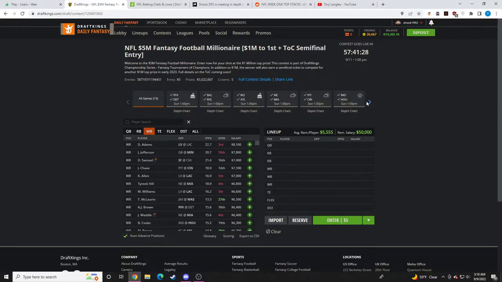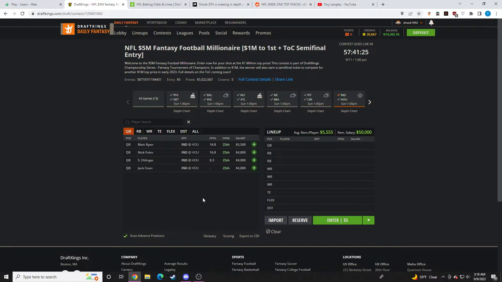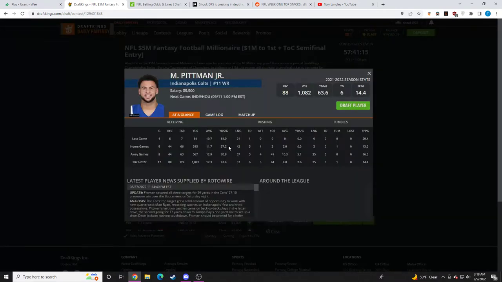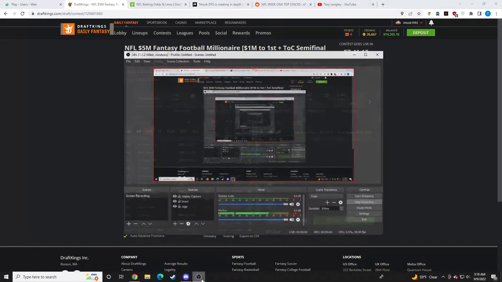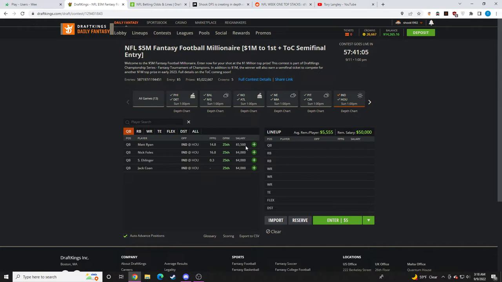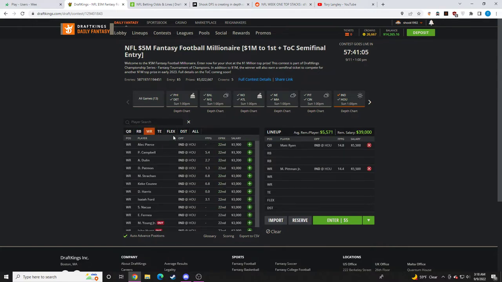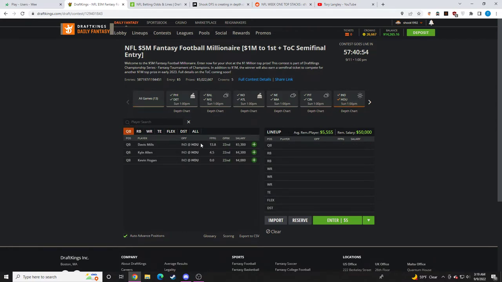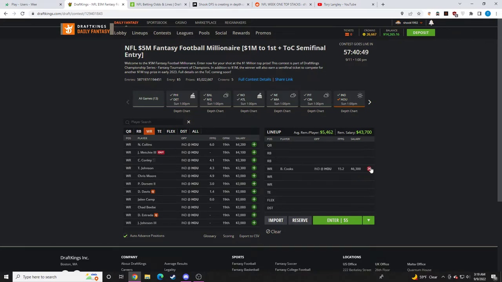Now let's go over some low-owned stacks that I like quite a bit. The first low-owned stack that I like quite a bit is Indianapolis and Houston. First off, phenomenal matchup against Houston. Jonathan Taylor is projected for a lot of ownership, so if Jonathan Taylor is going to get a lot of ownership, nobody is going to play Matt Ryan. And I absolutely love Pittman on the other side at 5.5K. I think he's a tremendous value. I think he's going to be popular, but I don't think a Matt Ryan double stack is really going to be popular. You could do anyone, it doesn't really matter, like Parris Campbell, but you can do anyone. I think it's a very interesting stack for week one.